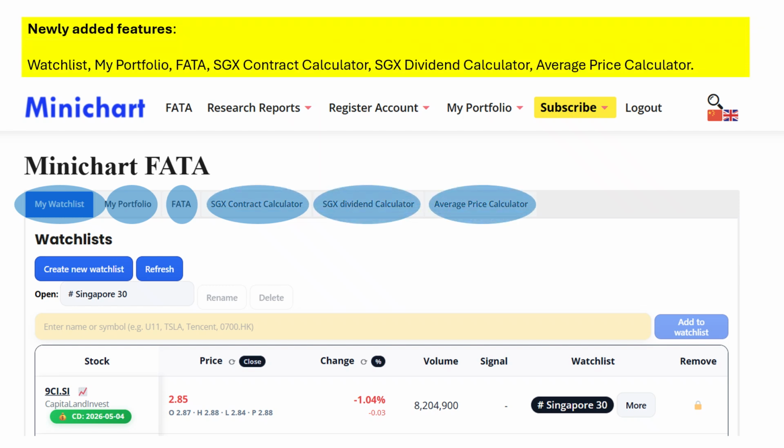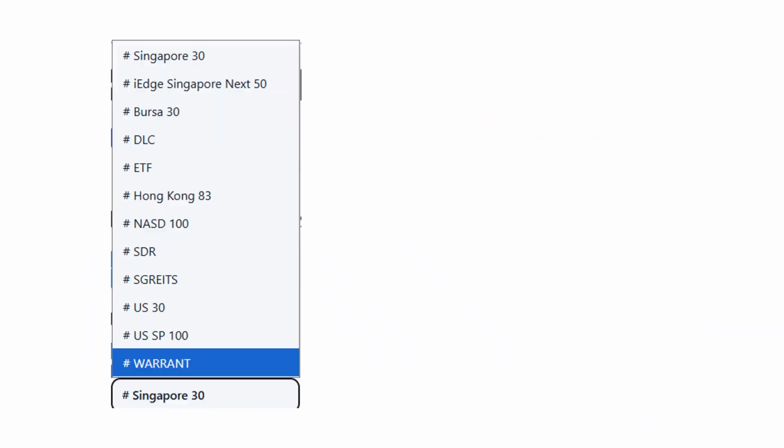This is the newly added features. We have Watch List, My Portfolio, FATA, SGX Contract Calculator, SGX Dividend Calculator, and Average Price Calculator. Please check them. It's very useful in your trading.